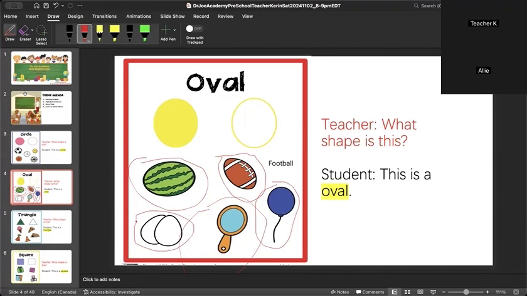Maybe a leaf. A leaf? Not necessarily. I feel like I understand why you think it's an oval, but it's actually not an oval. I don't know how to explain it, but a leaf wouldn't be considered an oval. What are other shapes or objects that you can think of?